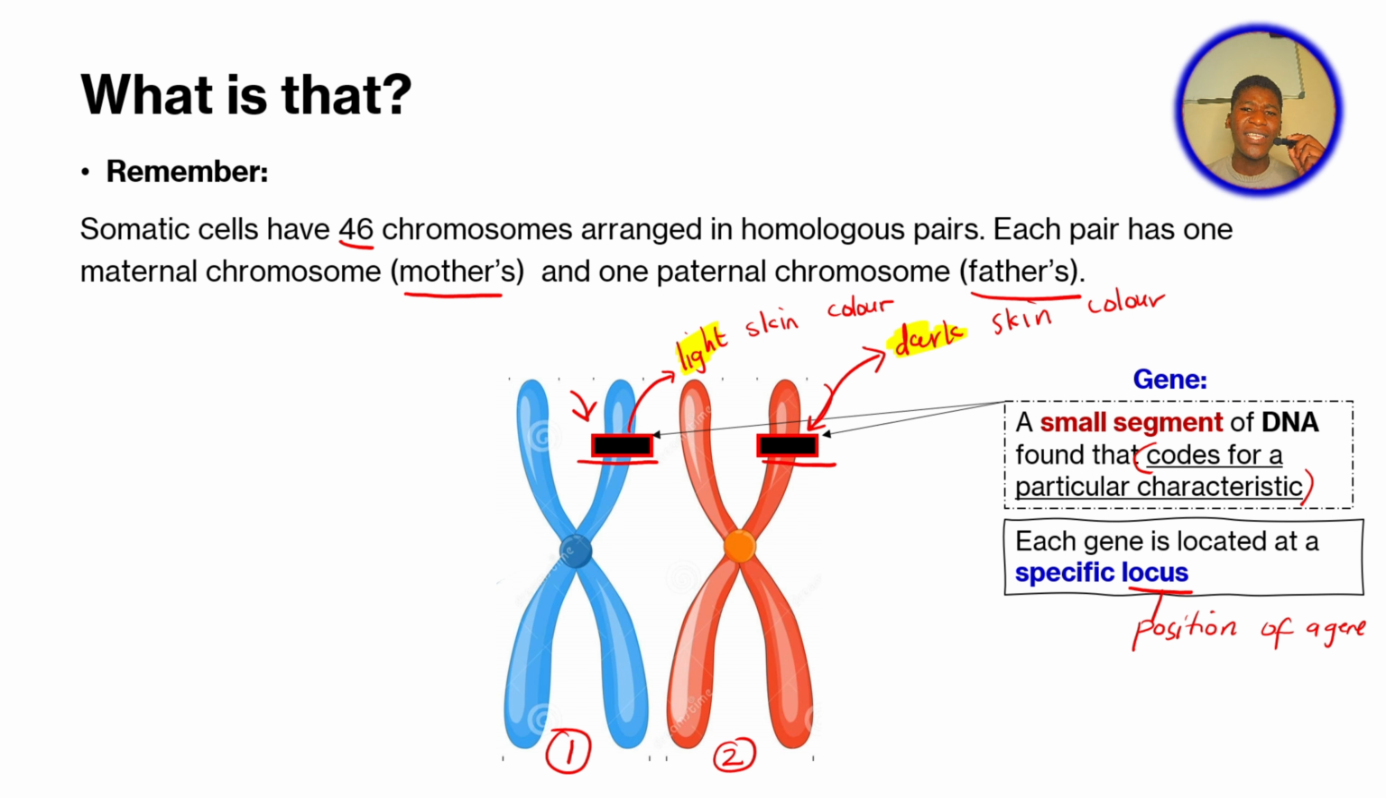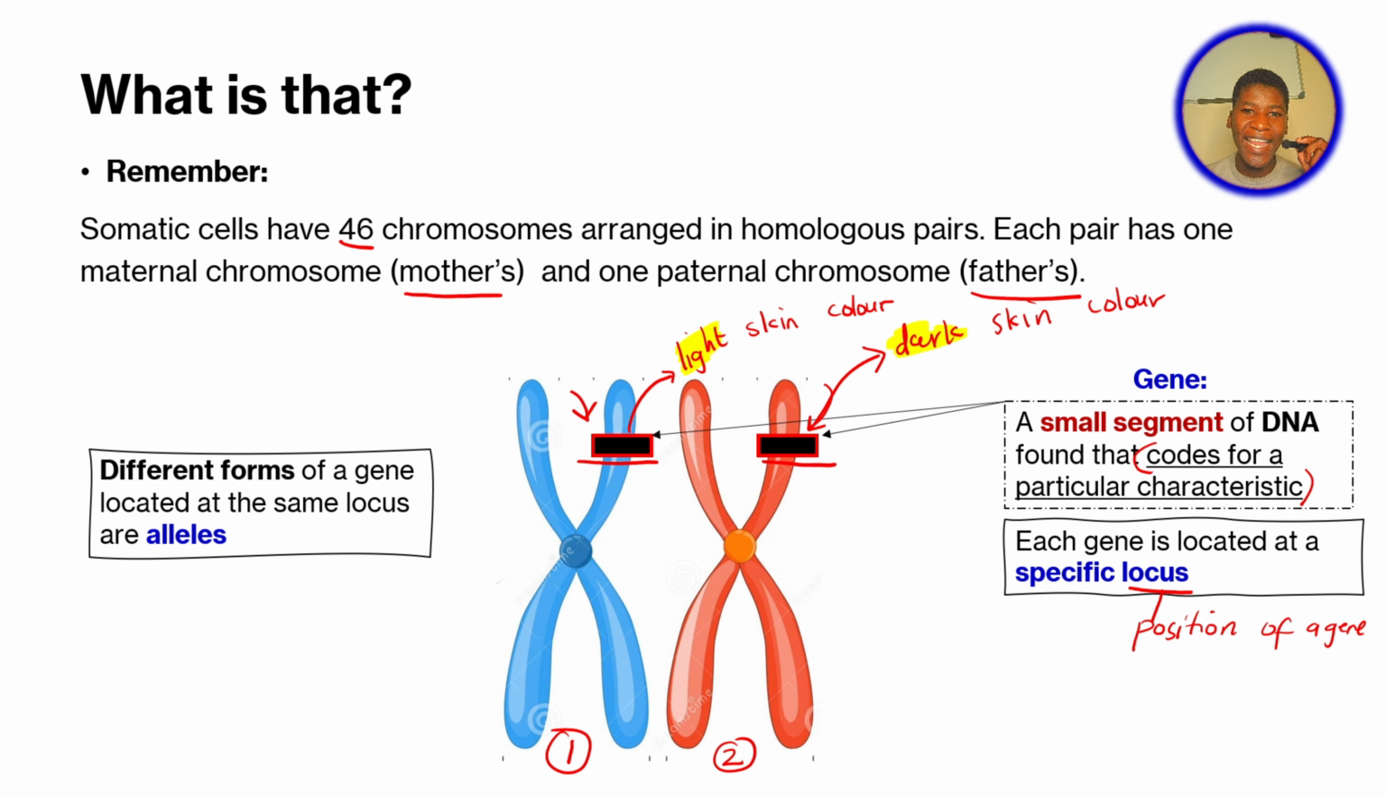How do you deal with this? Do you still say that it's a gene? Like, how do you actually express it? We say these are known as alleles. So basically, the different forms of a gene that are located at the same locus are known as alleles. Alleles are just different forms of a gene.